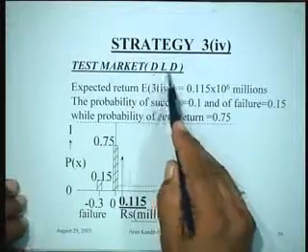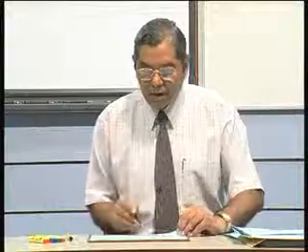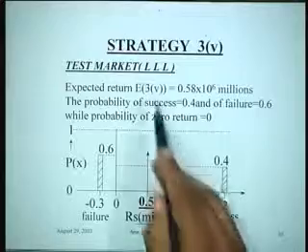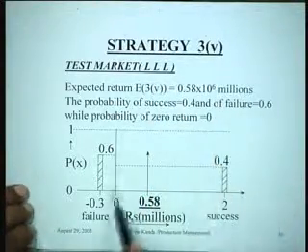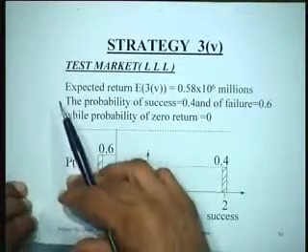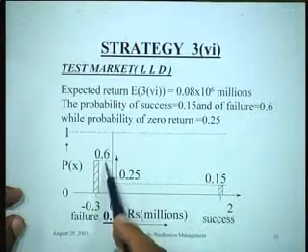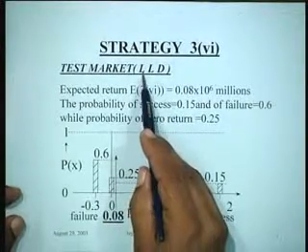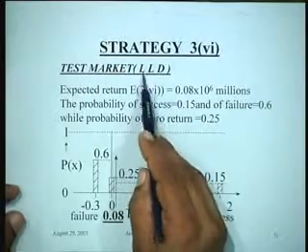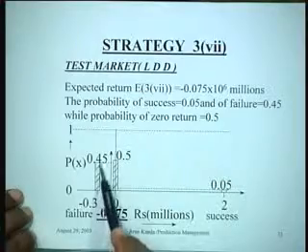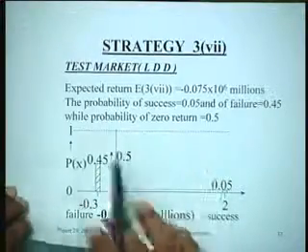For the test market strategy DLLD, again the risk is only 15%. For the test market strategy LLL, that is if you launch it, again this is equivalent to a risk of 60%. So for all these, the sixth strategy was a very risky strategy, 60% chance of losing the money. Obviously it was suicidal, you were launching when the product was no good. The strategy of launch and drop, the risk here is 0.45. This is the probability distribution of outcomes.